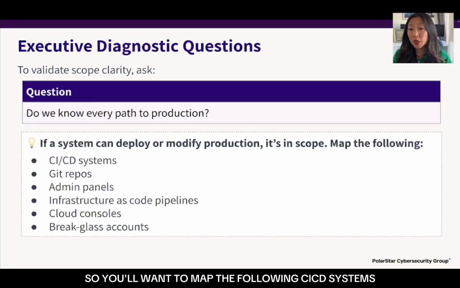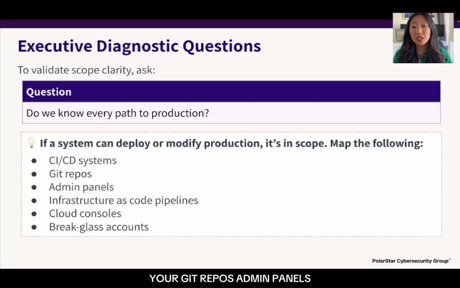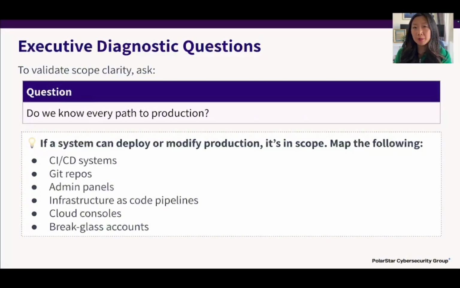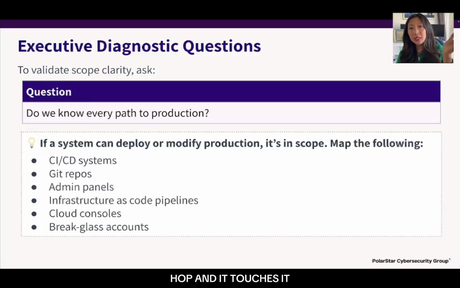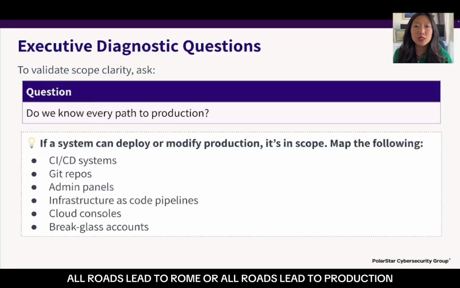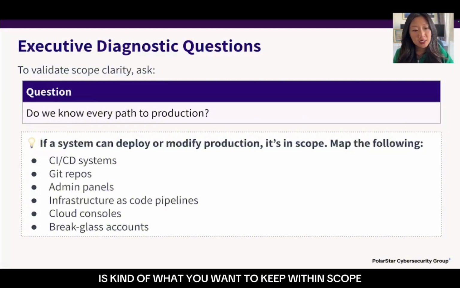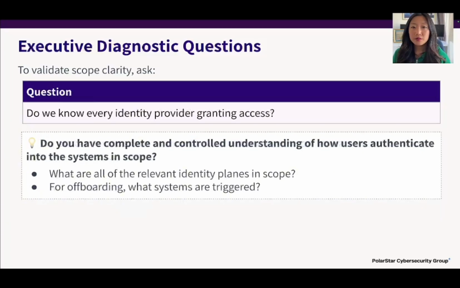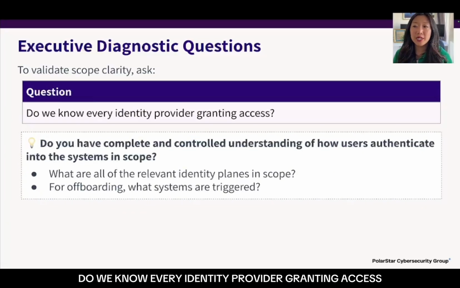Do we know every path to production? So if a system can deploy or modify production, it's in scope, right? So you'll want to map the following: CI/CD systems, your Git repos, admin panels, right? Break glass accounts, things of that sort. If it can deploy or modify production, you want that in scope. And just think about it as a direct hop, not like hop and it touches it. Eventually, all roads lead to Rome, or all roads lead to production. But in this case, whatever is that immediate jump to production is what you want to keep within scope, at least in the beginning.